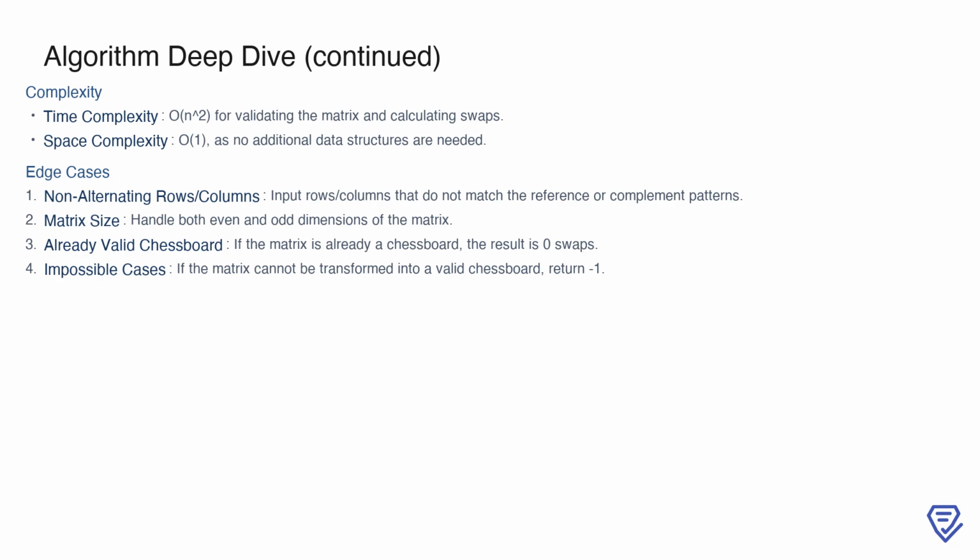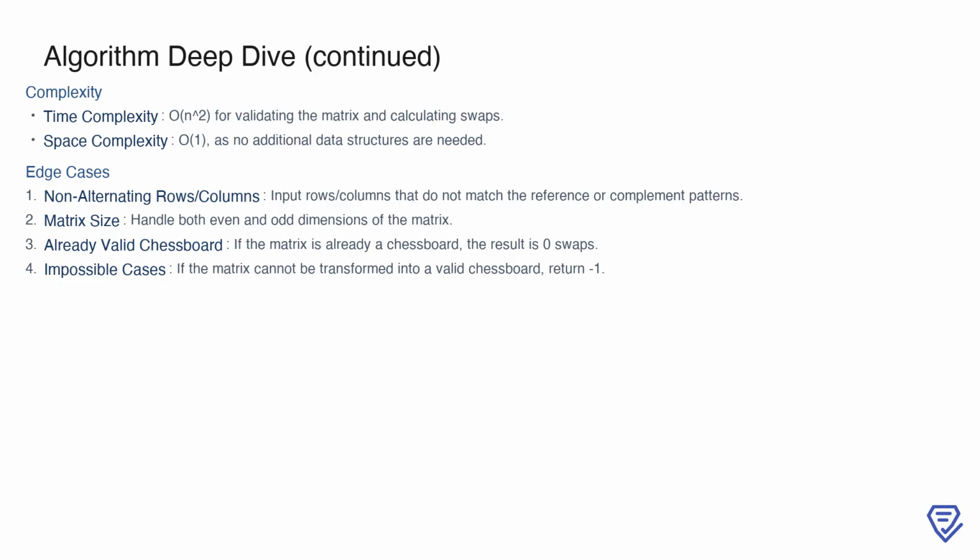The algorithm's complexity is straightforward and efficient. The time complexity is O(n²), stemming from the need to validate every cell of the matrix during the initial checks. Calculating the swaps is linear, or O(n), since it only involves comparing row and column patterns. Space complexity is O(1), because no additional data structures are needed; we work directly with the input matrix and a few counters. It's also crucial to address edge cases.